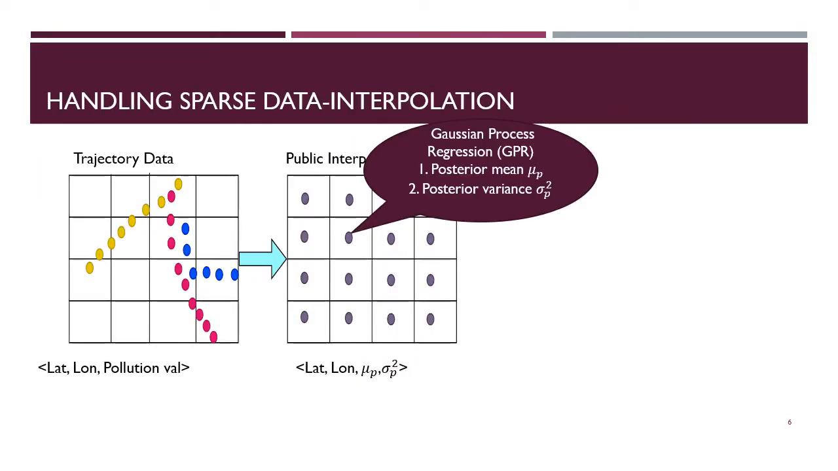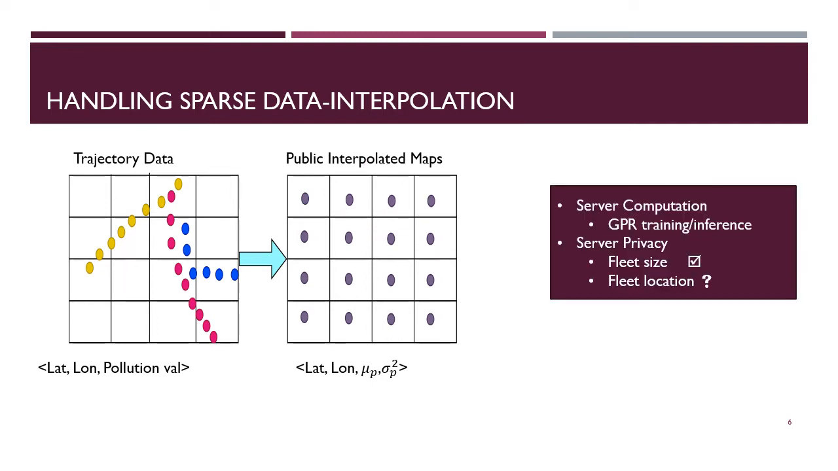Recall, when there is no cab at a particular location, the response the server gives out is no value. We can avoid it by using an interpolation technique, that is Gaussian process regression, where each grid centroid gives out a tuple, that is an interpolated value and a confidence in the interpolated value. The posterior mean represents the interpolated pollution value, and the posterior variance represents the confidence in the interpolated value.